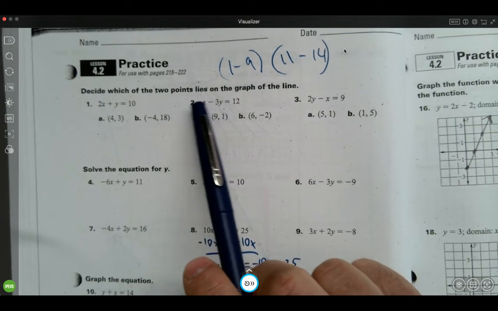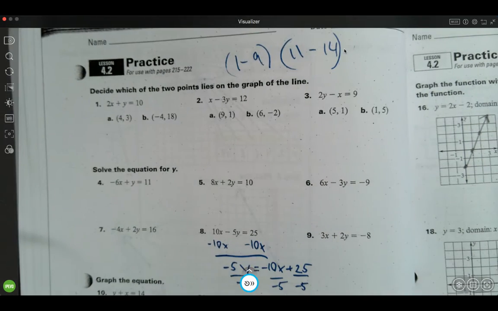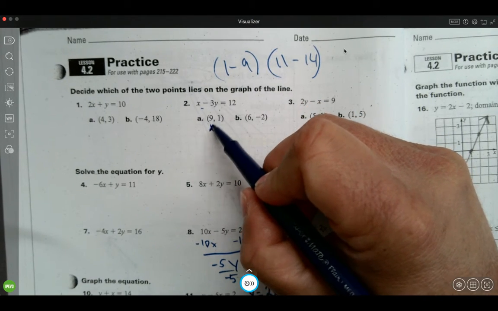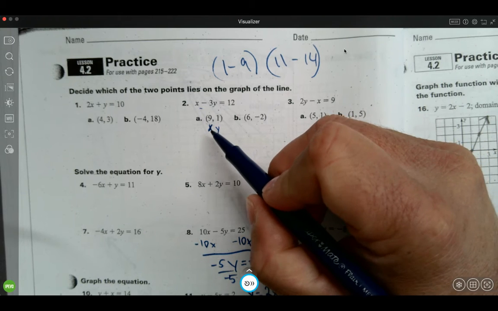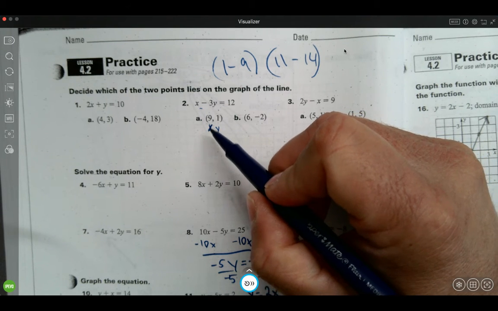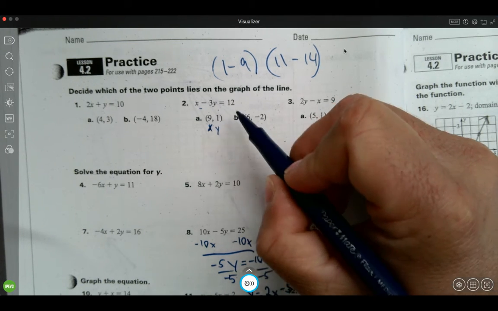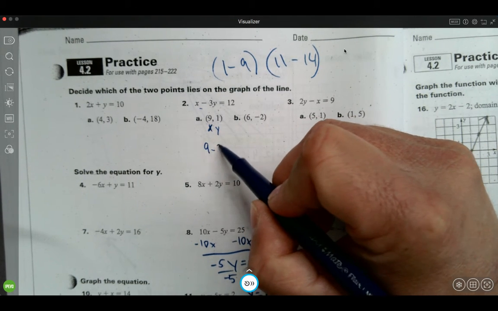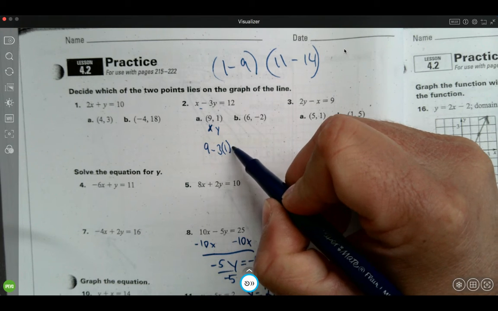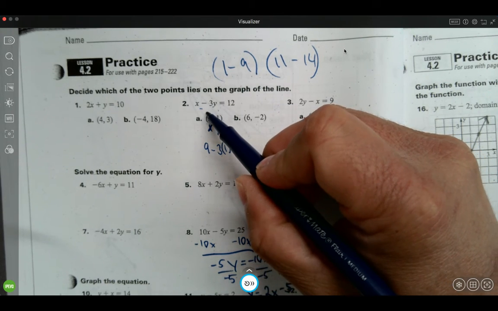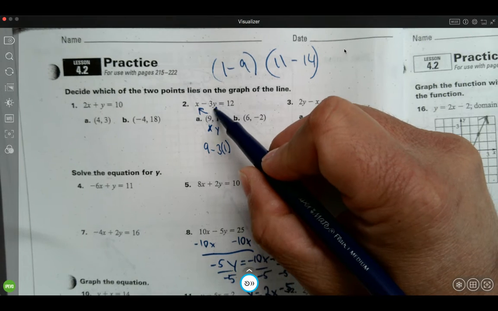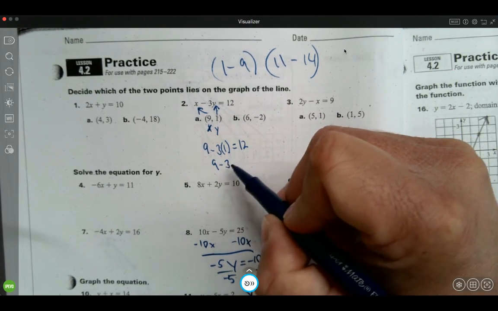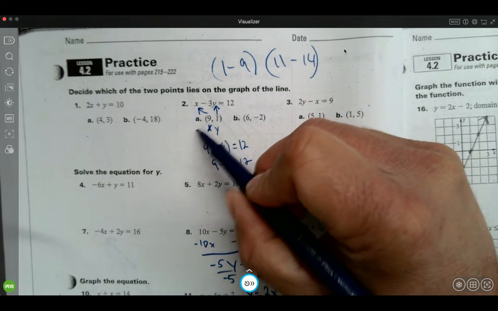So decide which of the 2 points lies on the graph of the line. Let's say we're looking at this one, number 2. This is your x, this is your y. I think the best way to do it is to test these coordinates and see if it gives you a true statement. So if I make x equal 9 and y equal 1, does that equal 12? 9 minus 3 does not equal 12, so it's not A.